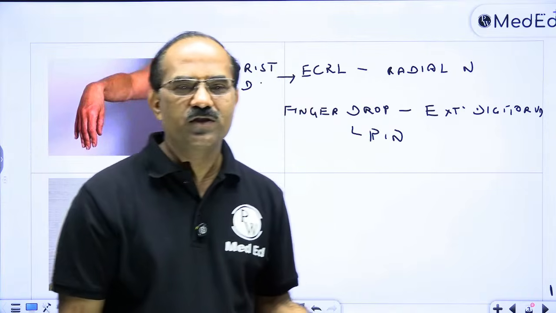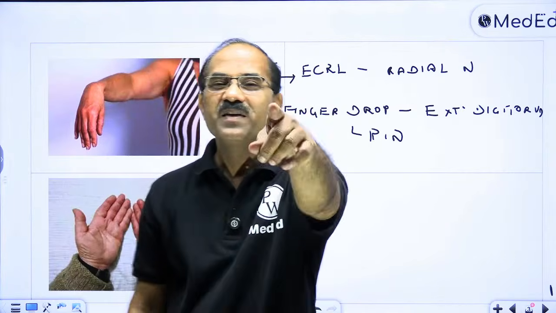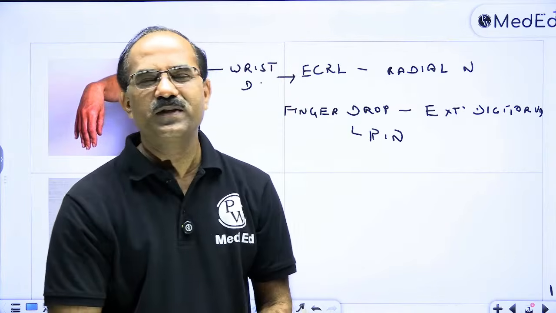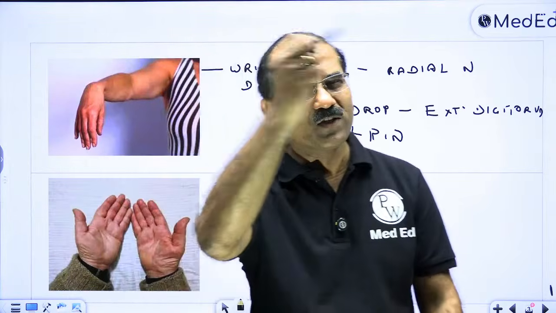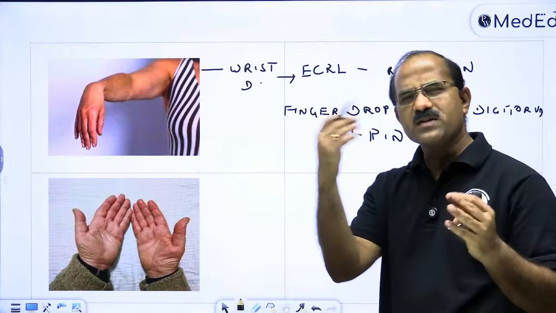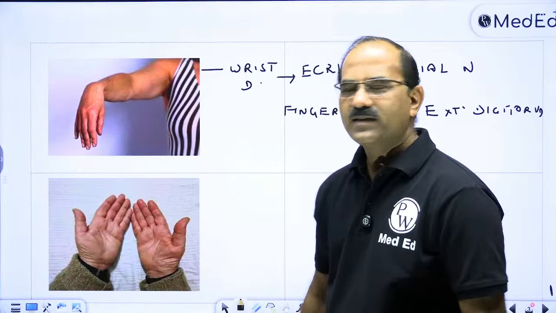And this posterior interosseous nerve pierces a muscle. Which muscle does the posterior interosseous nerve pierce? The supinator. Yes, supinator muscle को pierce करता है. That's an MCQ for you. हाँ, तो बहुत सारे MCQs discuss करेंगे in this course of anatomy. Fine, ठीक है. So this is clear.